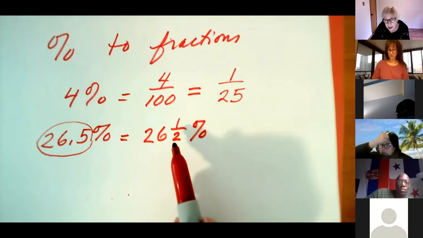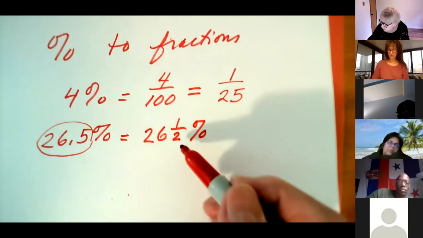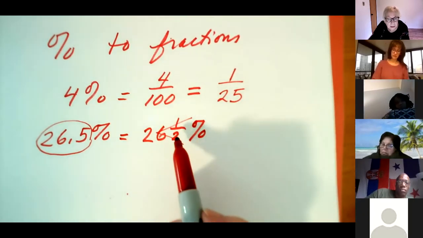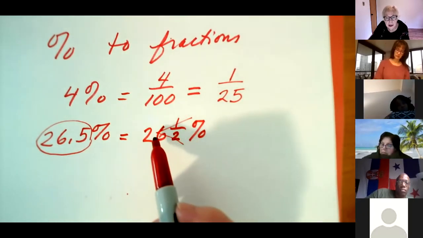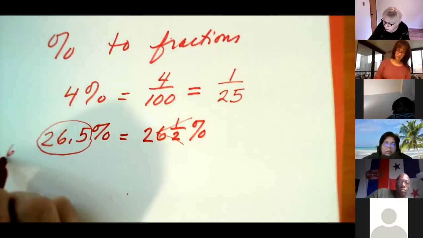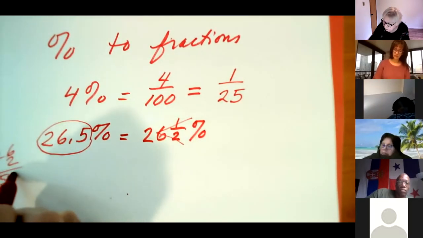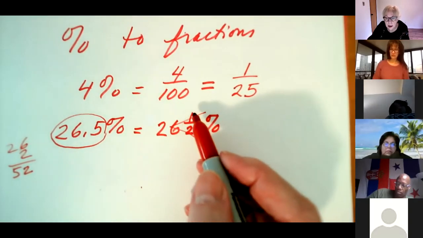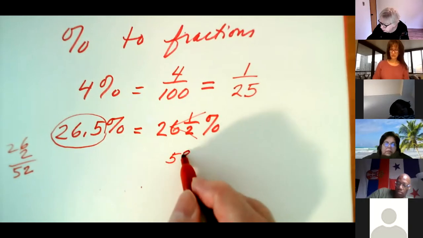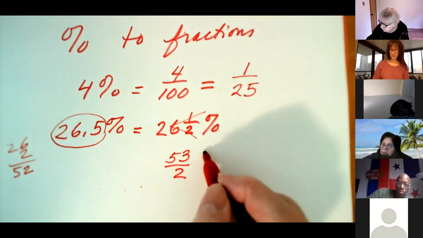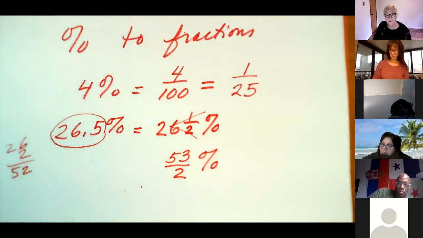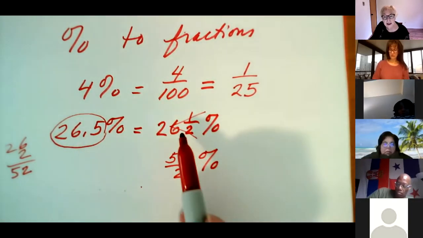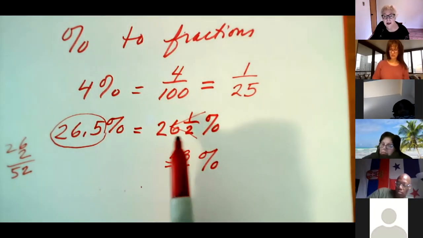Now, let's see what else I could do. I could make this a fraction because this is a mixed number. So 2 times 26 is what, 52? So 52 plus 1 is 53 over 2%. Well, I started with 26.5, I made it 26 and 1/2, and then I did this.